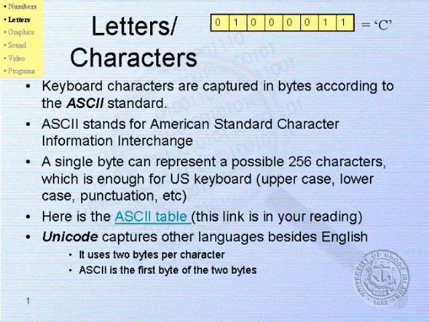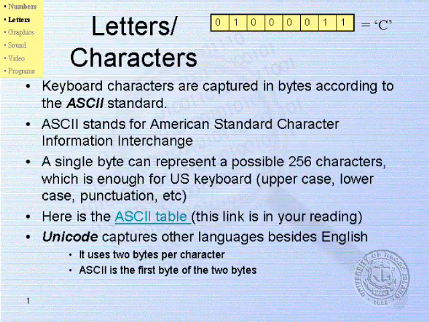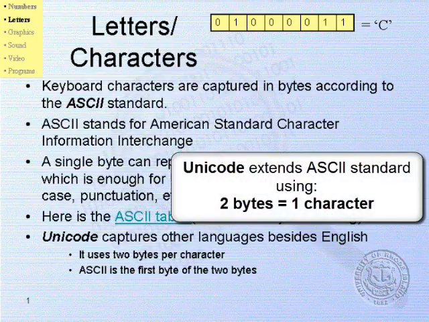Now there's another standard we should mention here. The other standard is called Unicode. The problem is that the ASCII standard with 1 byte per character was fine for the U.S. keyboard, but as computers became international, people quickly realized that with all the various languages in the world, having 1 byte per character wasn't enough. So the Unicode standard extends the ASCII standard to use 2 bytes per character.